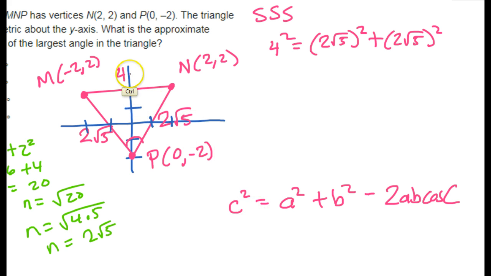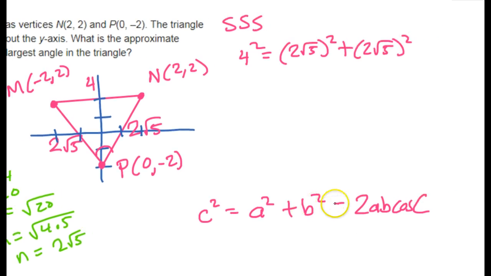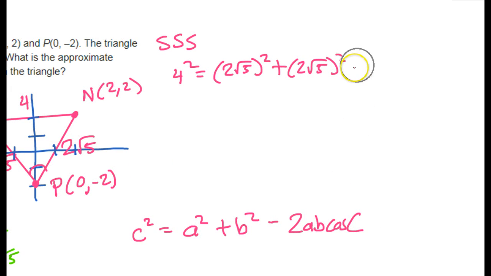Okay, so I'm treating the 4 obviously as the c, and I'm treating the other 2 sides as the a and the b. Okay, so it's time for minus 2ab. So it's going to be minus 2 times 2 radical 5 times 2 radical 5. Messed up a little. I gotta fix it. It's going to bother me. Okay, 2 radical 5 times 2 radical 5.